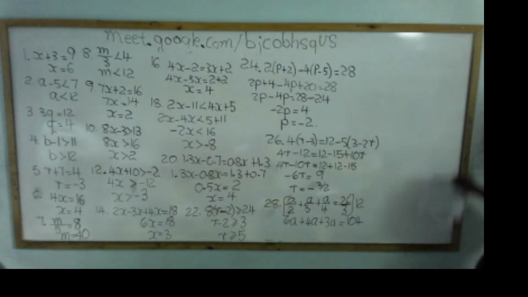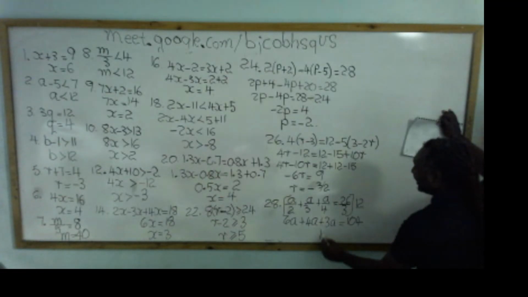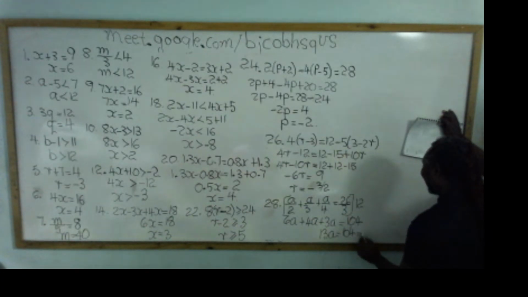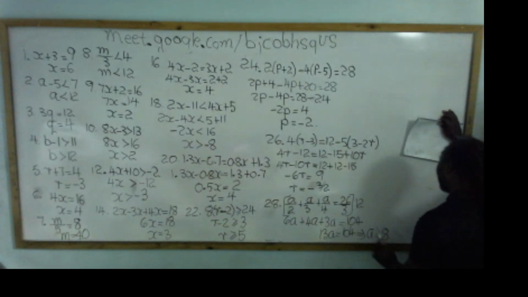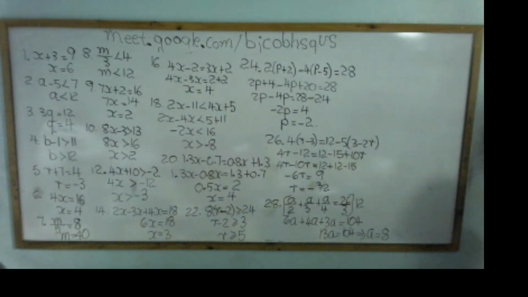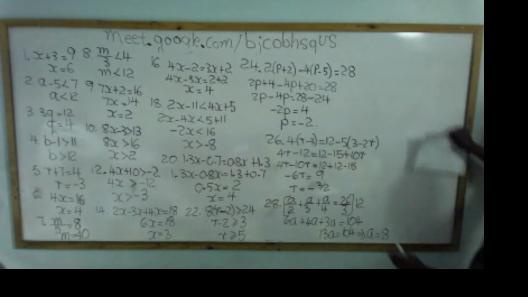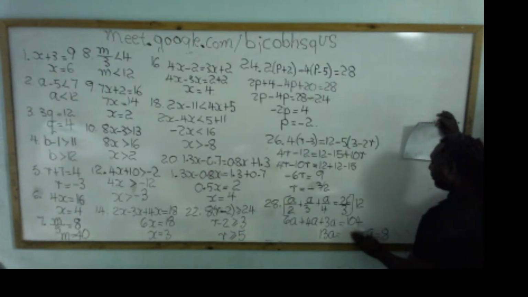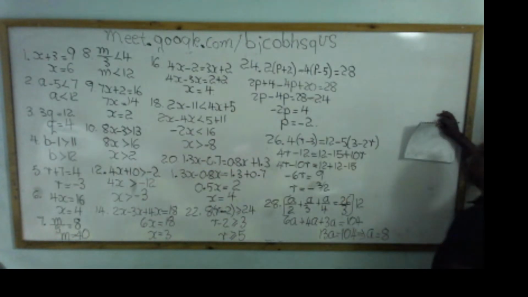So what do we have? 13A is equal to 104, which implies that A is equal to 8. Of course, if we divide 104 by 13, we'll get 8. That's better.